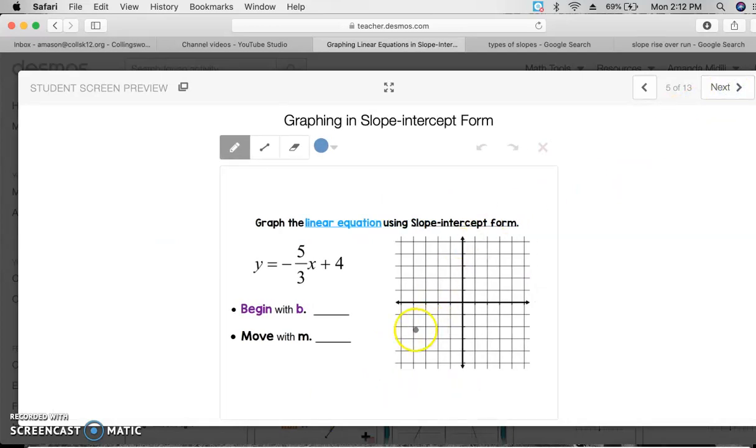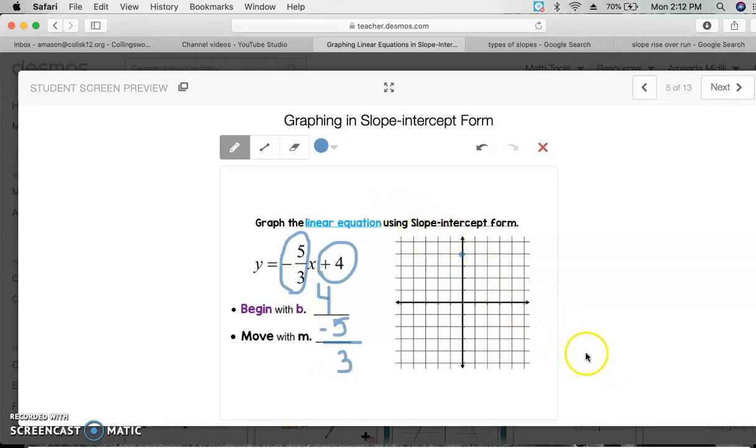Let's try another one together. We're going to begin with our b, which is our y-intercept, which is right here. It's the number that's not with the x, which is 4. My y-intercept is where it crosses the y-axis. So I go 1, 2, 3, 4, put a nice little dot there. Now my slope is the number in front of the x, which is -5/3. Which means my slope is going to go down. So my line is going to go in this direction.